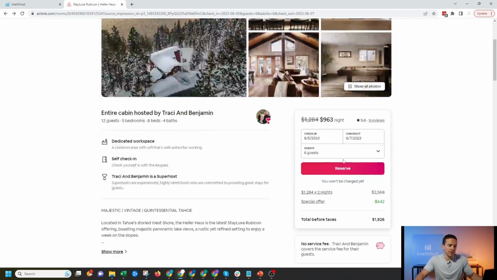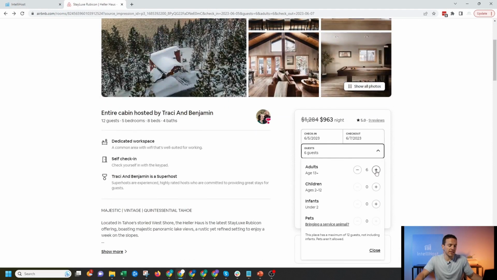And look what happens when I select from 6 guests to 7, 8, 9, 10, 11, and 12. You can see his nightly rate goes all the way up to 1,200 a night, up from 963 a night. That's a pretty steep increase for most guests, and they will bounce when they see this.